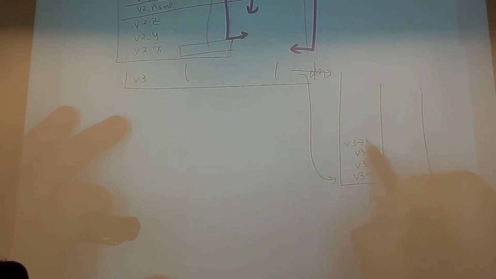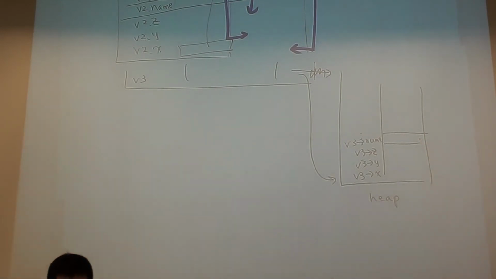v3.name is a pointer, so this will store an address. That means you have to say v3.name equals malloc, whatever length you want to have. And similarly for array.